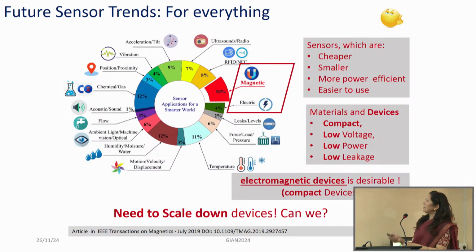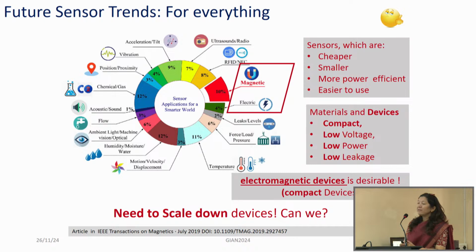So we need sensors. We can use magnetoelectric sensors, but what qualities do we want in those sensors? We actually want them to be cheaper, if possible. We can work around it and get a material which is cheap. It has to be more power efficient. We can work in the scientific way and find ways to have more power efficient sensors, and they should be easy to use. That also can be looked into. But can we make them smaller and smaller? Can we scale them down so much? That is the task that we need to look at.